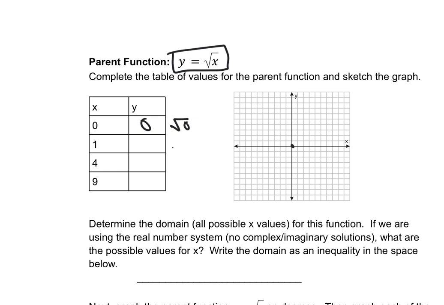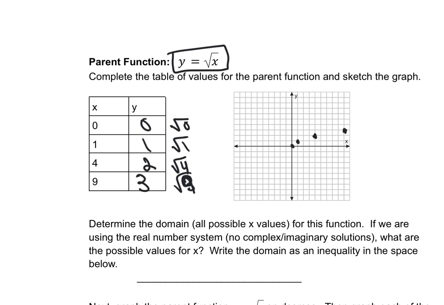If x is 1, the square root of 1 is just 1, so we'd be at (1, 1). X equals 4, the square root of 4 equals 2, so we would be at 1, 2, 3, 4, 2. And then if x equals 9, the square root of 9 would equal 3. And notice, 1, 2, 3.